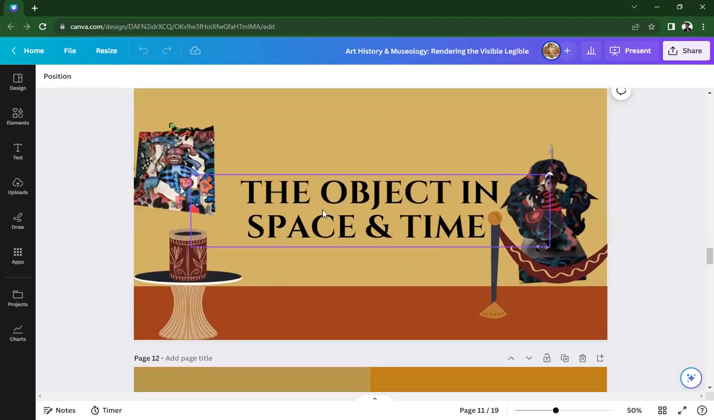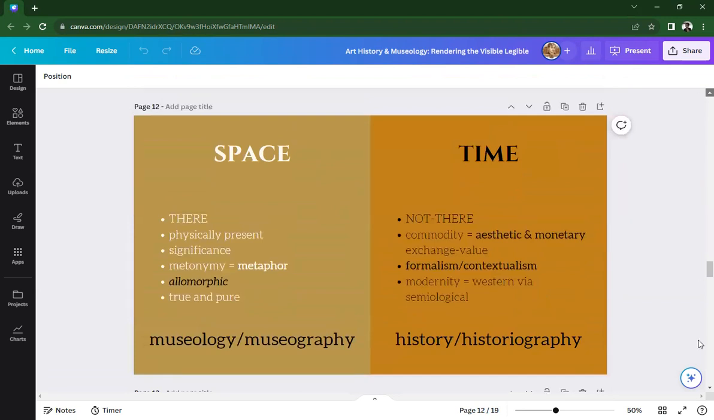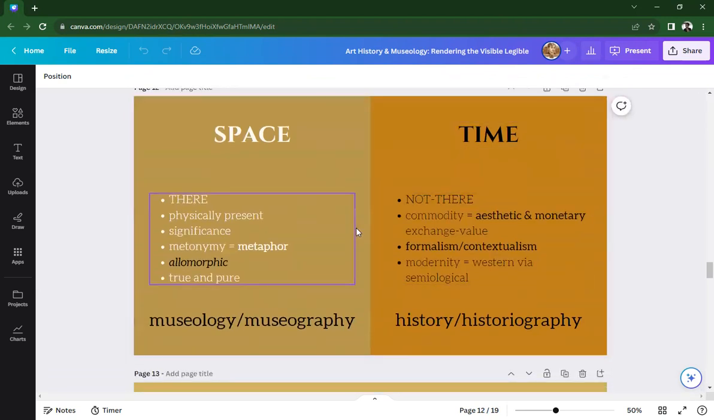Now, the object in space and time here is the comparison between the space and time in museology and museography, in history and historiography. When we talk about space, there is there, no? It is physically present. A museum object is physically present, and it was there. Therefore, it has a significance in metonymy, and therefore it is a metaphor in studying the museum object. Therefore, it is also allomorphic, and it is true and pure.